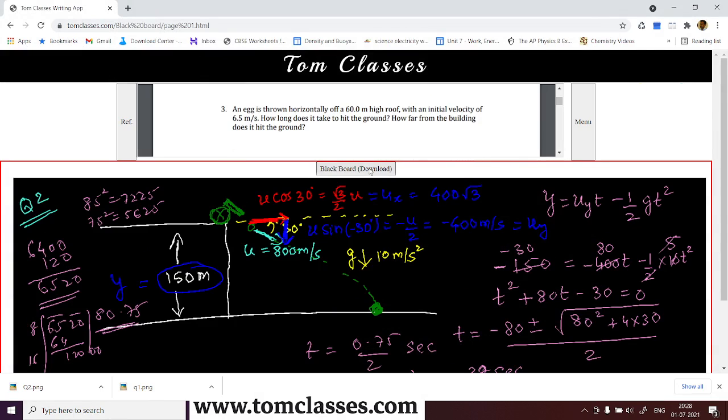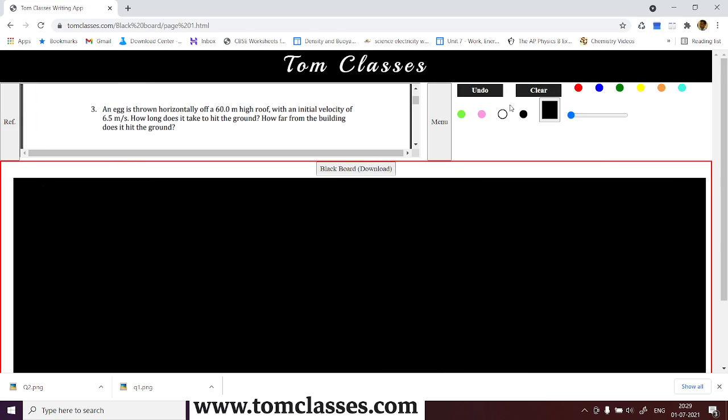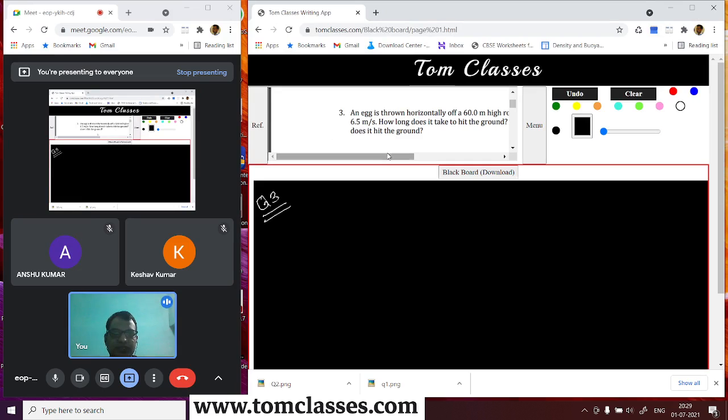Okay, let's check this. What does this particular question say? This is question 3. An egg is thrown horizontally off a 60-meter high roof. So there is an egg which has been thrown horizontally off a 60-meter high roof with an initial velocity of 6.5 meter per second.